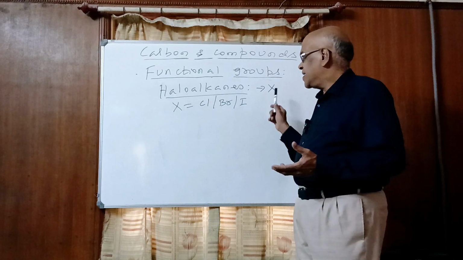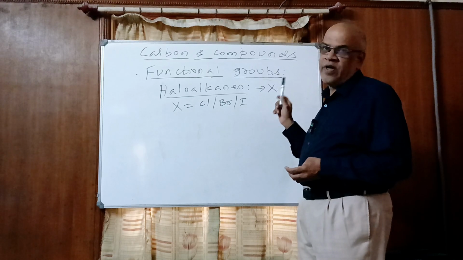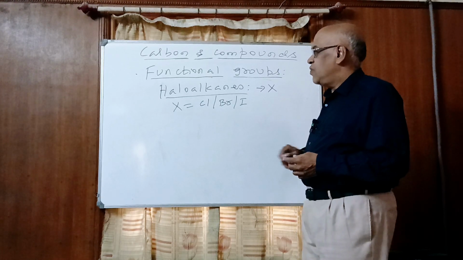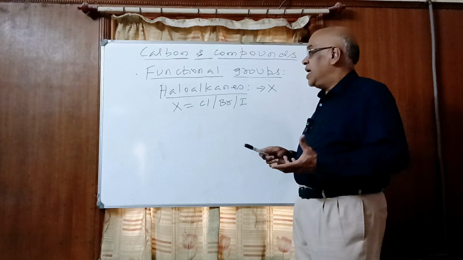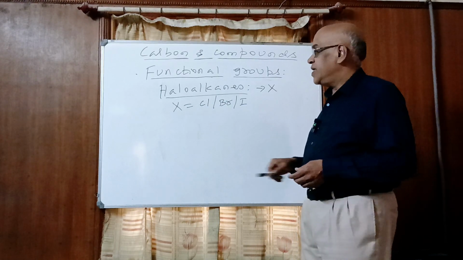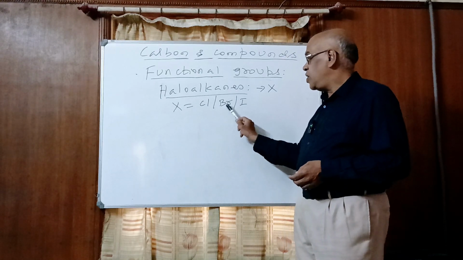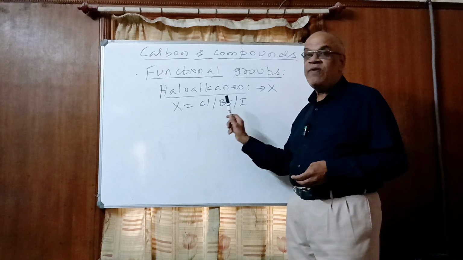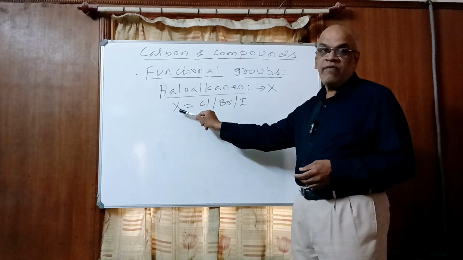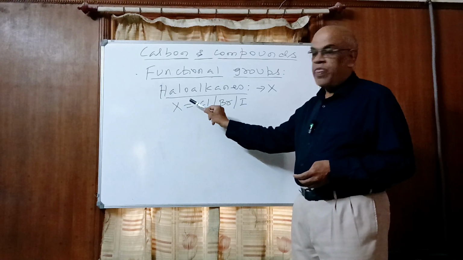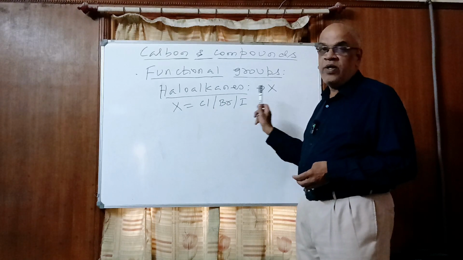What is this X? X does not represent a specific element, it's a general functional group. What is this X? Haloalkanes, halogens. Halogens are what? Elements of group 17. See, here X can be, children, chlorine, bromine or iodine. It denotes three different elements. That's why you give the general symbol X for haloalkane. So X can be chlorine, bromine or iodine.